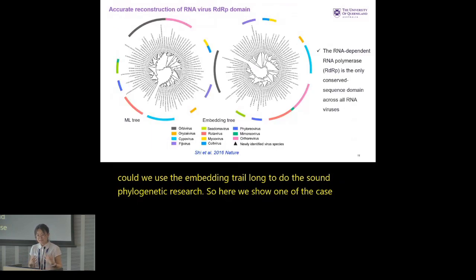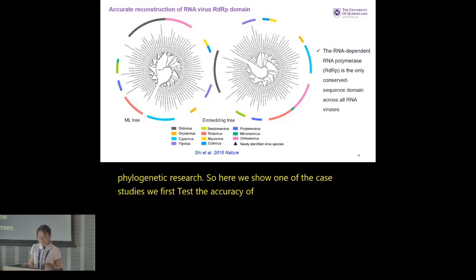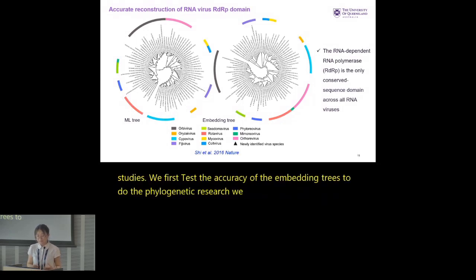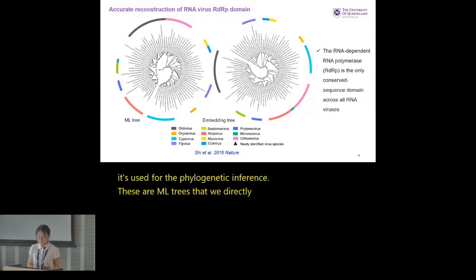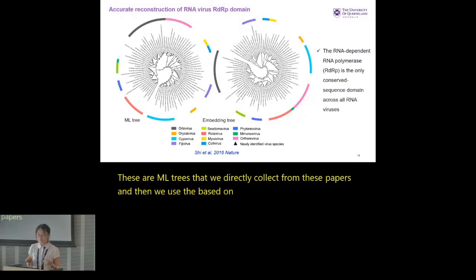We first test the accuracy of the embedding trees for phylogenetic research. We first consider the RdRp domain. It's the only conserved domain across all the RNA viruses, so it's used for phylogenetic inference. This is the ML tree that we directly collected from these papers. Then, based on the same multi-sequence alignment, we used our method and built the corresponding embedding trees.